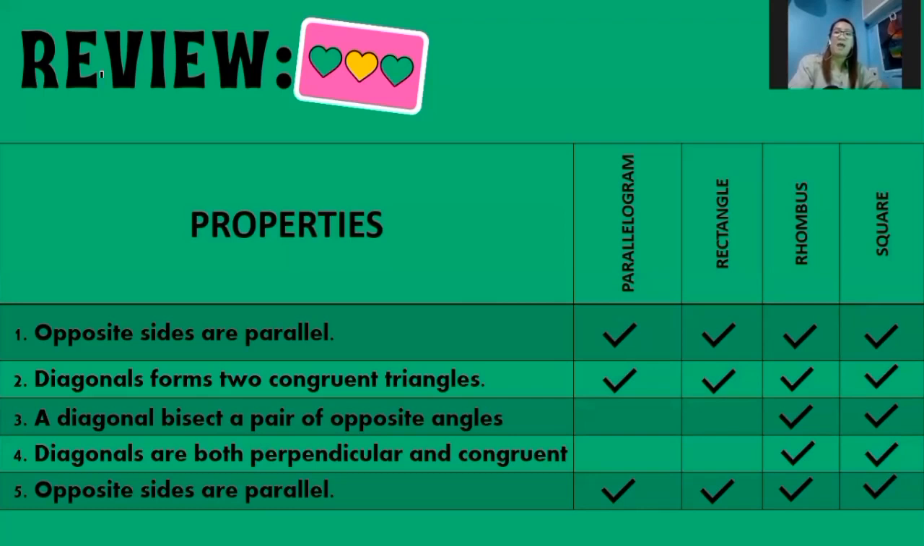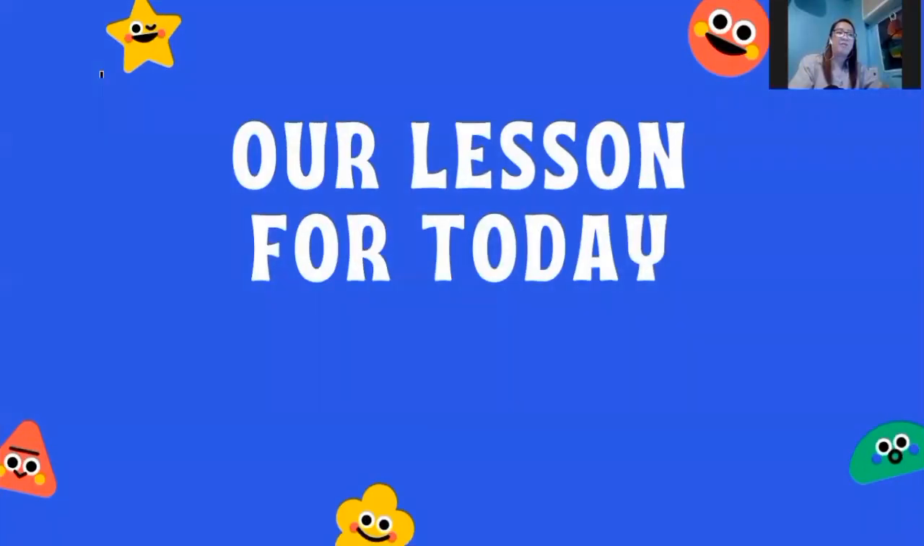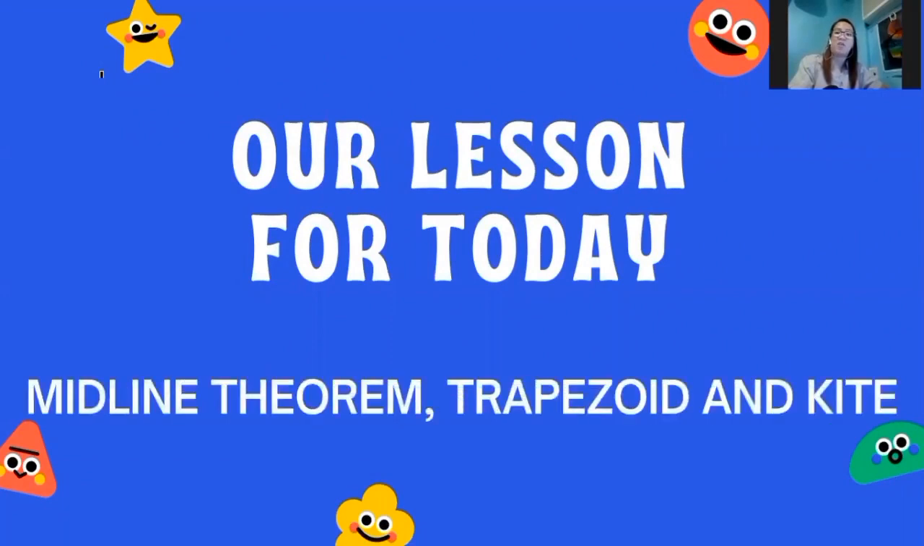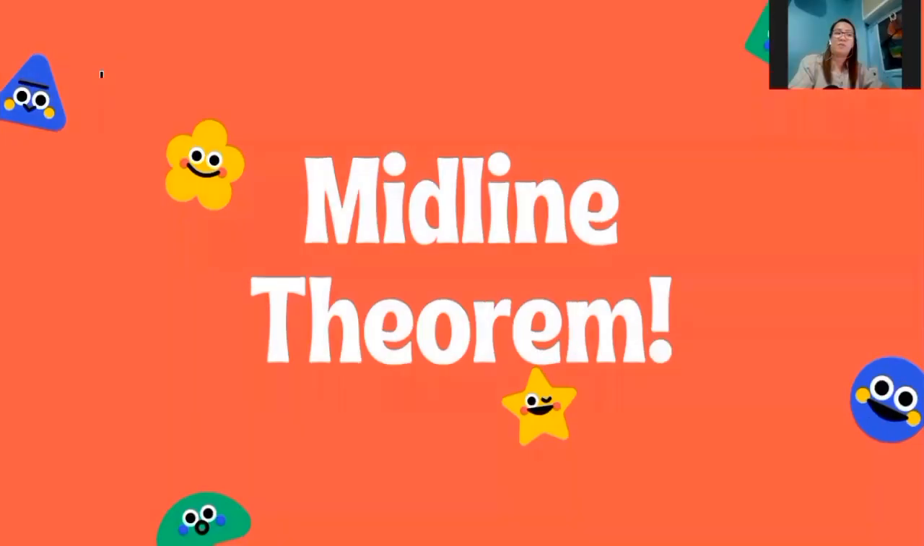With that in mind, I hope that you will remember all these properties because these are essential when you are solving or looking for the values of the sides and angles of a particular quadrilateral. Let's move on to our lesson for today. So our lesson today involves 3 topics, and these are the midline theorem, trapezoid, and kite. And the first part of our video will focus first on the midline theorem.